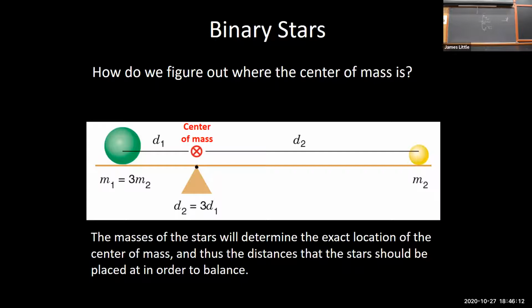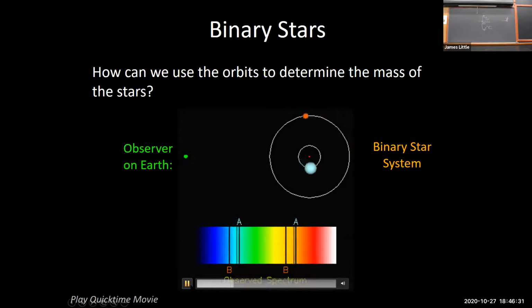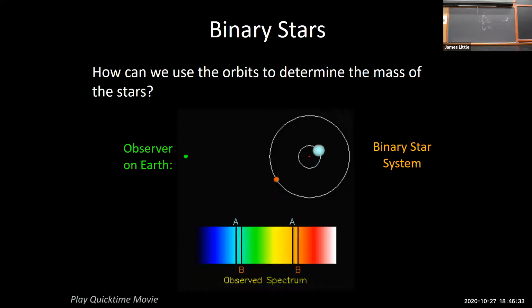So if D1 is 1/3 of D2, then the mass of the green star is 3 times the mass of the yellow star. How can we use the orbits to determine the mass of the stars? Well, you look at the spectrum, because the star is blue shifted when it's swinging towards us and red shifted when it's swinging away from us.